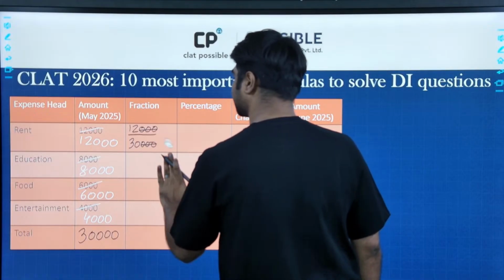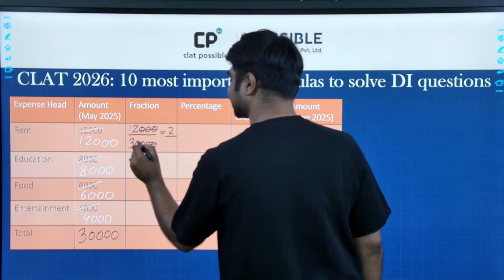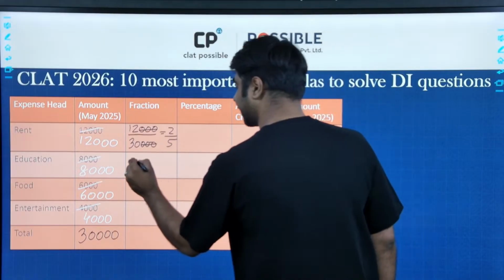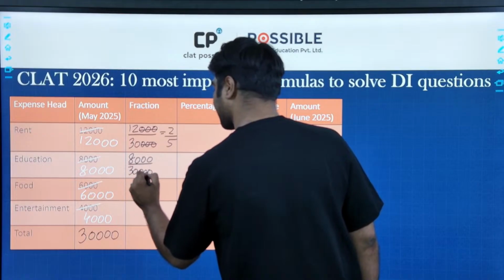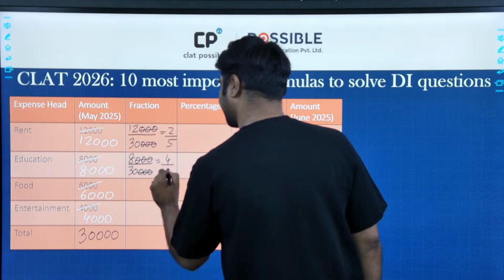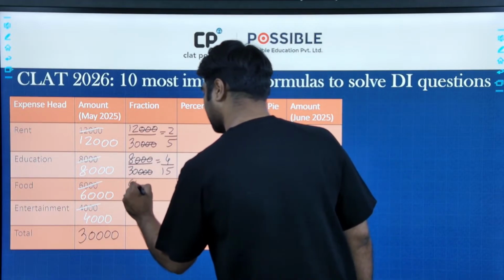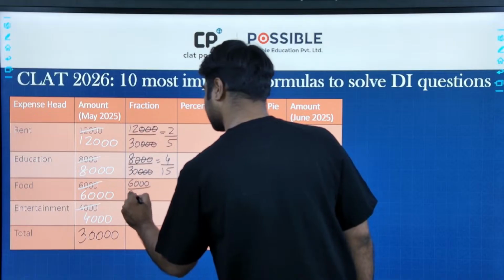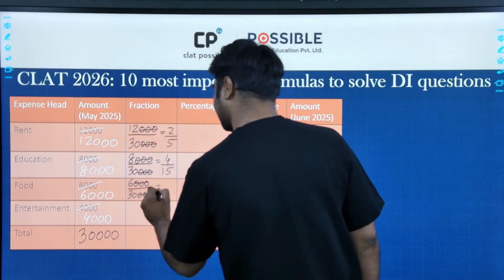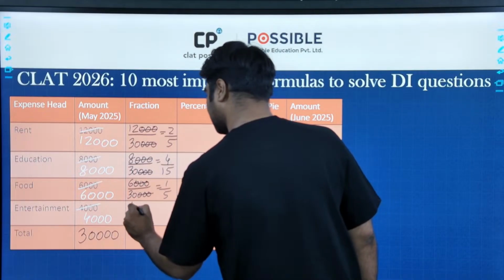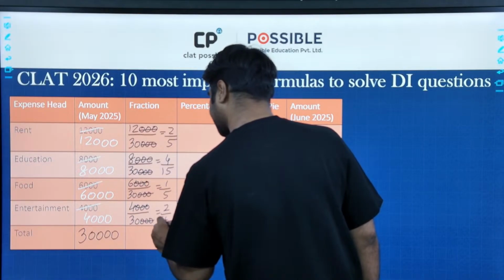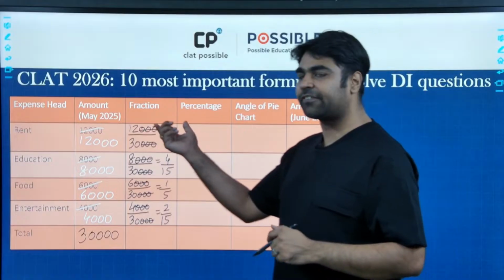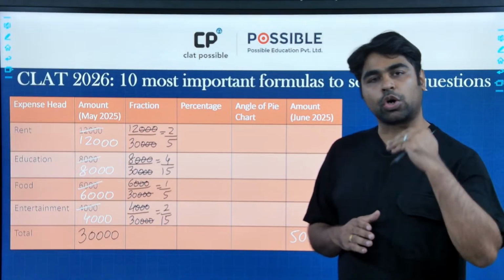So for rent it will become 6 2s are 12 and 6 5s are 30, so 2/5. If it is 8,000 on 30,000, that would be 2 4s are 8 and 2 15s are 30, so 4/15. Similarly, if it is 6,000 on 30,000, you'll find out that will be 1/5, and if it is 4,000 on a total of 30,000, that will be 2 2s are 4 and 2 15s are 30, so 2/15. Okay, so this would be the fraction of his salary that he's spending on all the 4 heads.